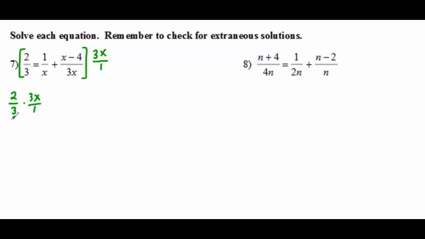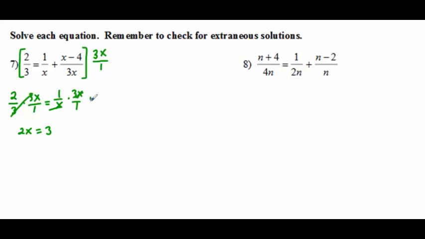Well, the 3's cancel. So we would get 6x over 3, which simplifies to be just 2x. And then we're going to keep going. I'm going to do 1 over x times 3x over 1. And here my x's cancel. And so that gives me 1 times 3 on top. So it equals 3.